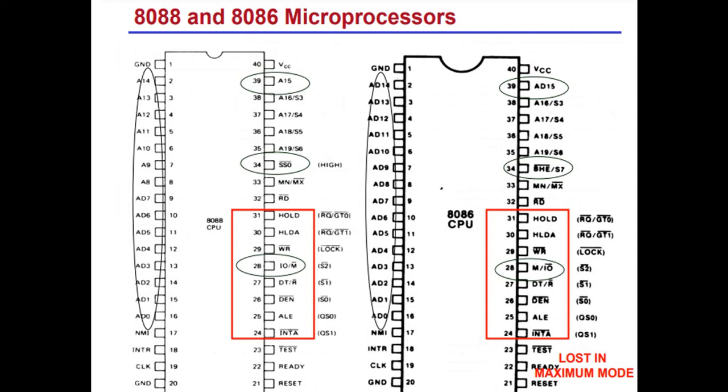And now we can see the pin diagram of 8088 and 8086. We can see that pin number 28, in the case of 8086, is M or IO bar. Here it is IO or M bar. And instead of BHE, that is pin number 37, here we have SS0, that is status signal output. And then AD8 to A15 are already latched, an all-time valid address bus. So these are the differences in the pin diagram.